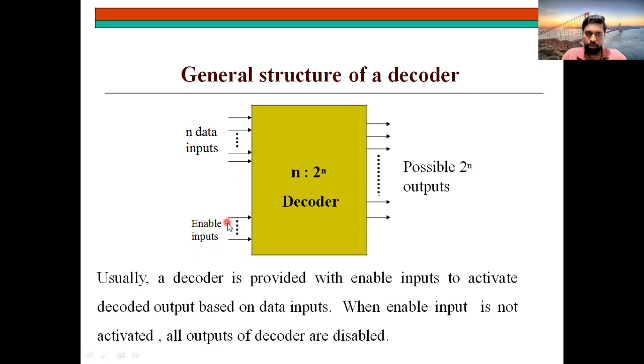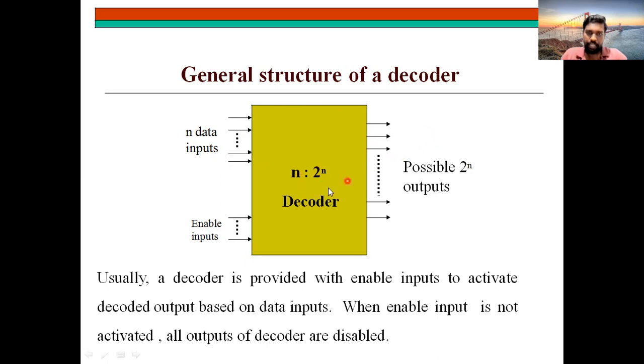If enable is equal to 1, then the circuit will be in on state and outputs will be taken. When enable is equal to 0, the circuit will be in off state and you cannot take any output, because the circuit won't generate the output. Okay, this is the general structure of a decoder.